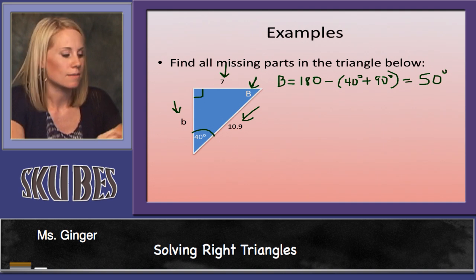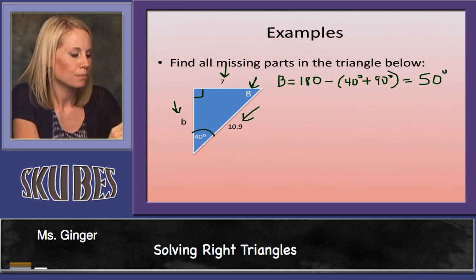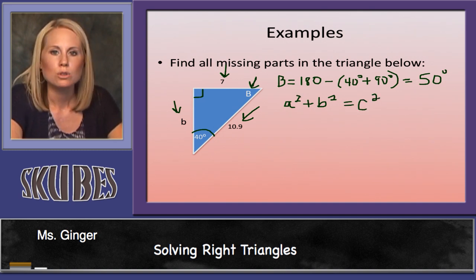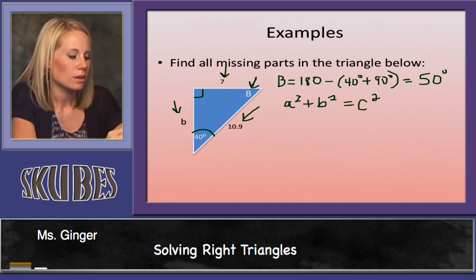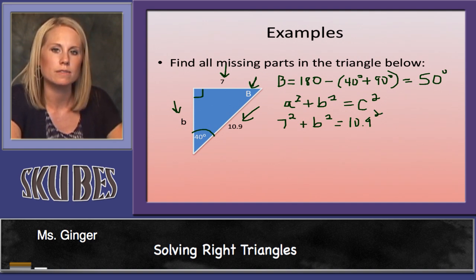We need to find our missing side, little b over here, lowercase b. We do have two of the three sides, so let's practice using our Pythagorean Theorem. And when we're doing that, I'm going to go ahead and write it out. A squared plus b squared equals c squared. Just remember, don't get caught up in the letters of this formula. Just remember that the a and the b are the legs of your triangle, no matter what they're labeled or called, and the c is your hypotenuse. So I'm going to go ahead and put 7 here for A, just let B stay B, and 10.9 is my hypotenuse.